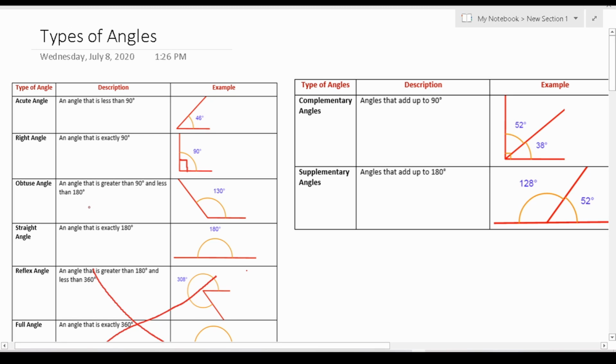Then we have an obtuse angle, which is an angle that is greater than 90 degrees and less than 180 degrees. In this example, we have a 130 degree angle, which of course is greater than 90 degrees and less than 180 degrees. And finally, we have a straight angle, which is an angle that is exactly 180 degrees. More often than not, people refer to straight angles as straight lines, and so just bear in mind that those two terms are in fact interchangeable. I know I use the term straight line when referring to an angle that is 180 degrees.